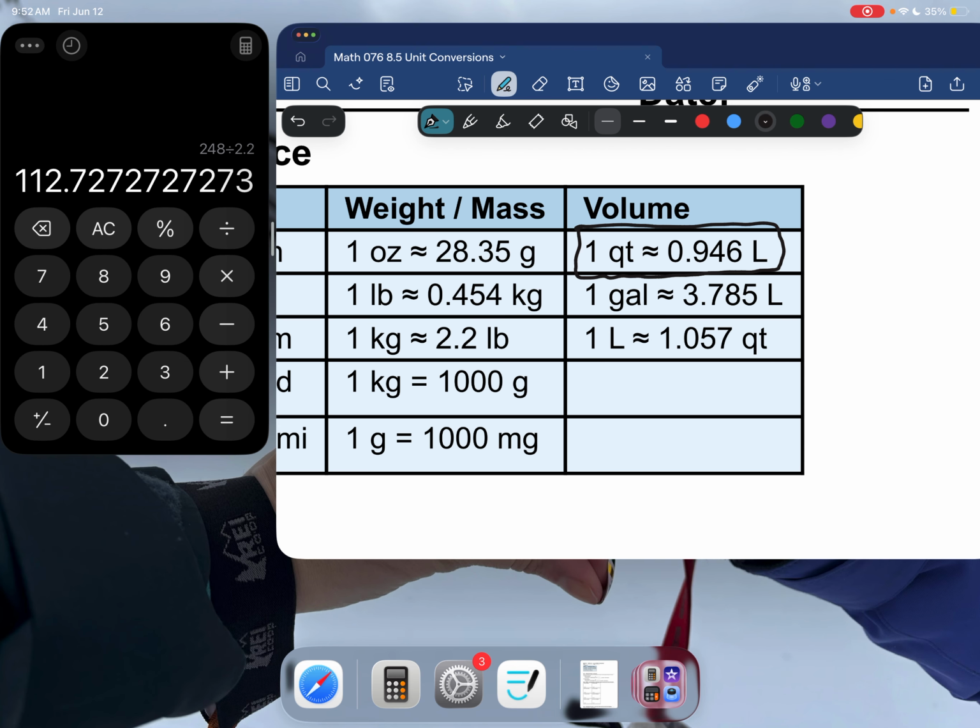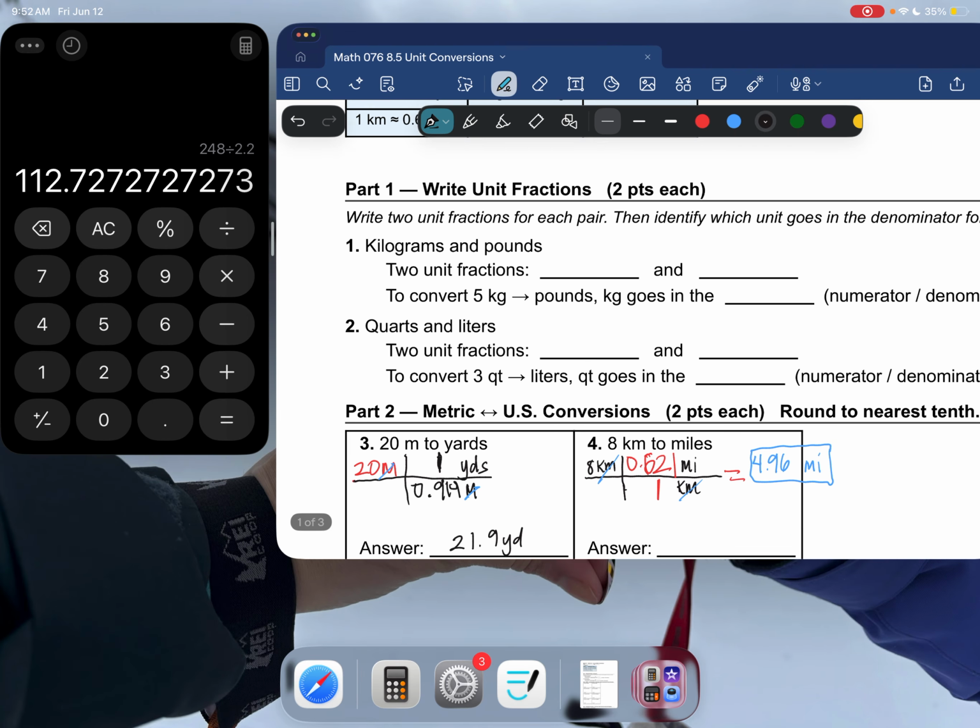1 quart equal, and I provided 2 factors here. I'm just going to use this one. We'll ignore this one for right now. 1 quart, that was just going the other direction. This one's going quarts to liters, the other one's going liters to quarts. You could use either one, or using the first one. 1 quart equals 0.946 liters.